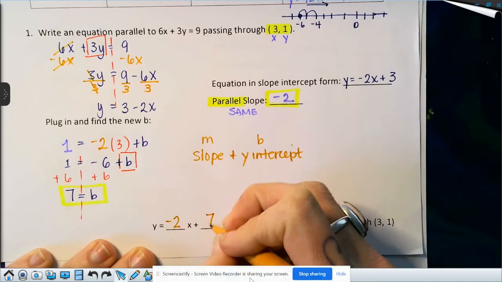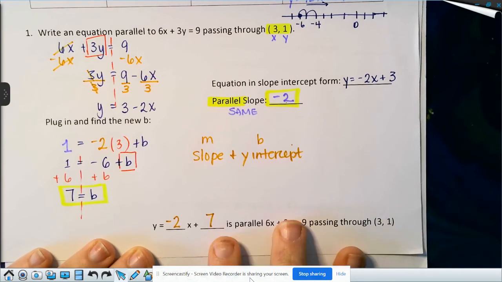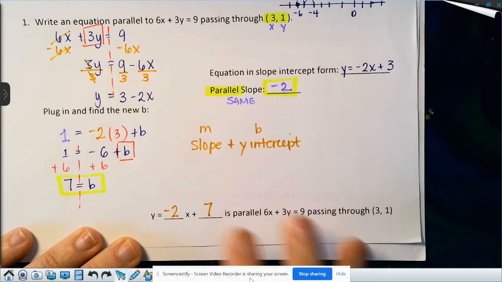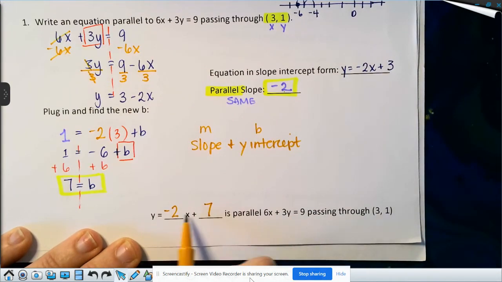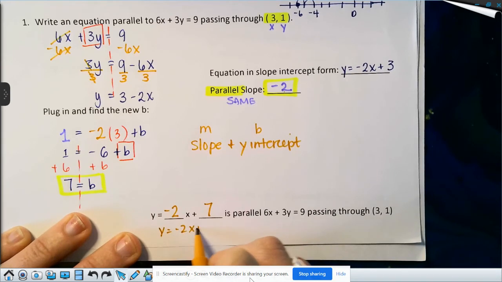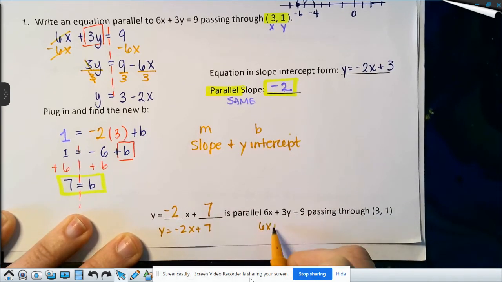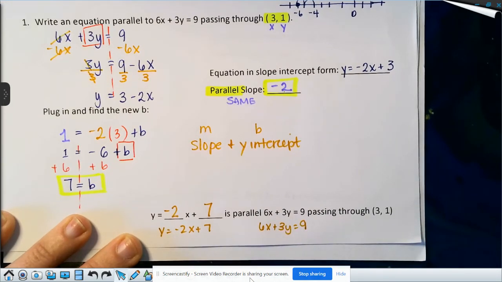Now, you can go to Desmos if this happens to be calculator active, and you can type y equals negative 2x plus 7 in one of the lines, and you can put 6x plus 3y equals 9 in one of the other lines and graph it and scan really far out and make sure those two lines never touch. All right, so that's writing a line parallel to another line when given the original line in standard form.